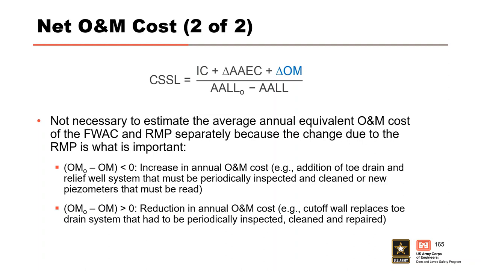When the change is greater than zero, the annual O&M cost has decreased. This could be for a cutoff wall that replaces the need for a toe drain system, such that the periodic inspection, cleaning, and repair of that system that used to occur is no longer needed.